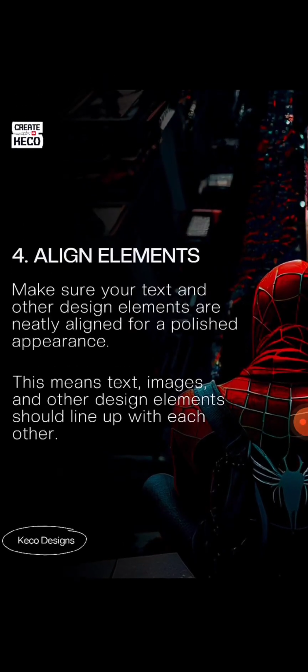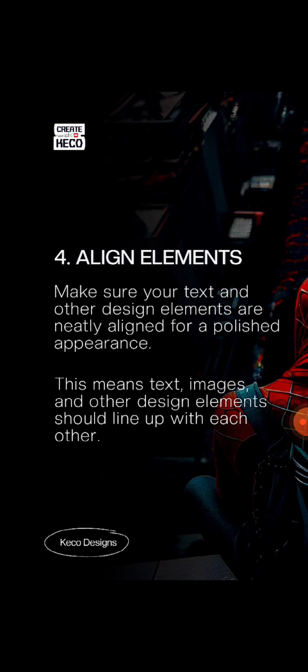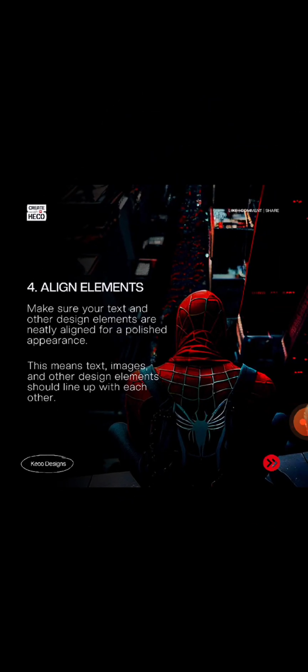Alright, so ensure that this is primary 1. Let's start with primary 5 because that's the big element, the text with big size. So this is your primary 5, primary 4, primary 3, and so on. Ensure that everything is aligned, okay, so that your design will be polished and look neat.